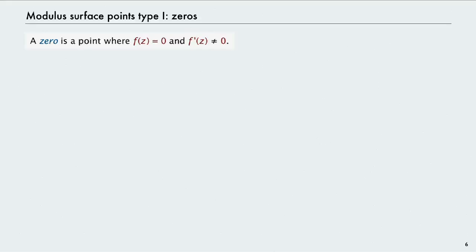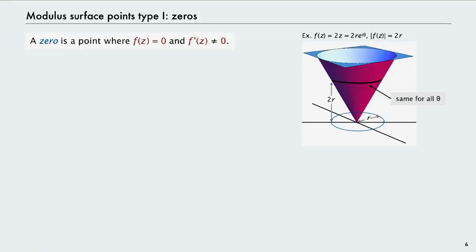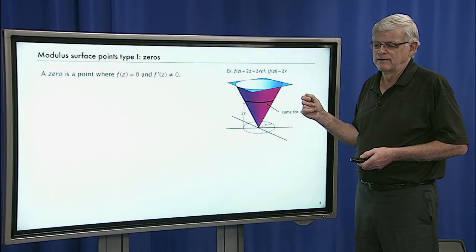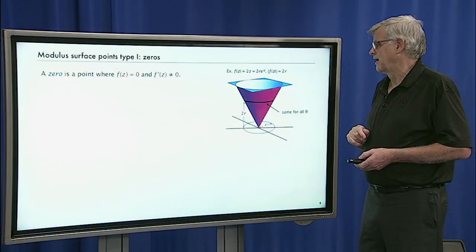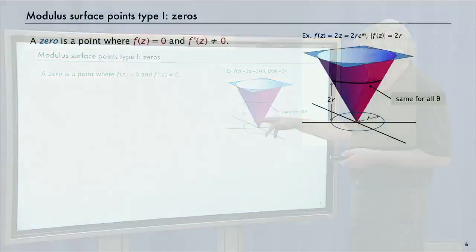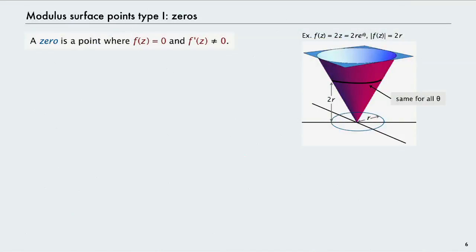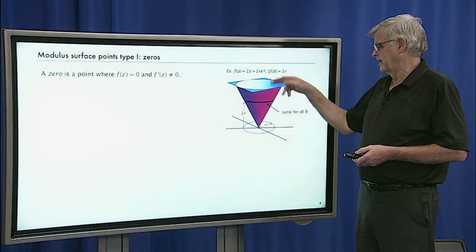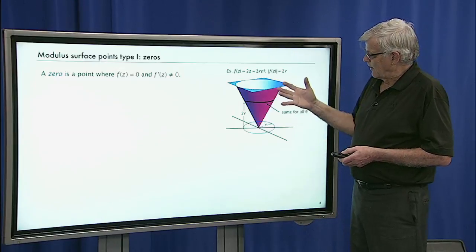So the first one is zeros. And we'll first talk about simple zeros. That's where the function is 0 and the derivative's not 0. This is a typical example of a modulus plot of a simple function showing off a 0. This function is f of z equals 2z. In polar coordinates, that's 2r e to the i theta. But the modulus is always 2r, so it doesn't depend on theta. That means if we go out a distance r, then we're going to go up 2r, and then we'll have a circle, so it's a cone. It's the same for all theta, and then it comes down to a point right at 0, where f of z equals 0. So that's a typical 0.